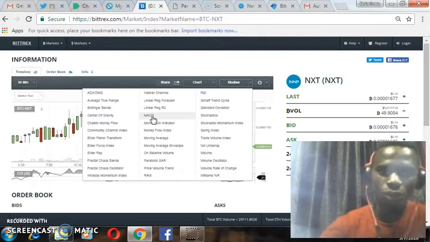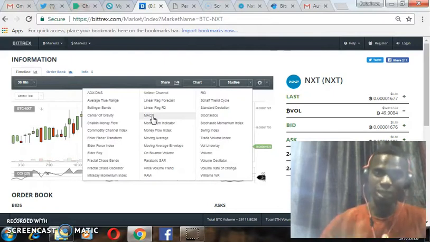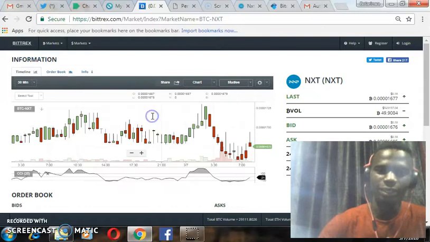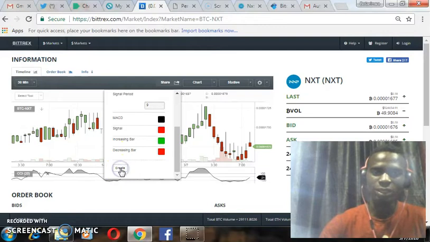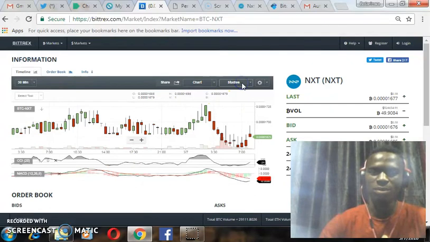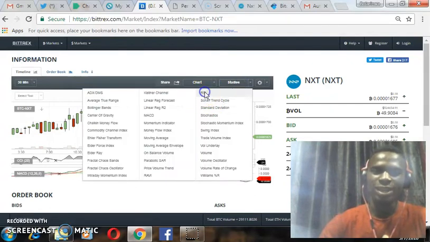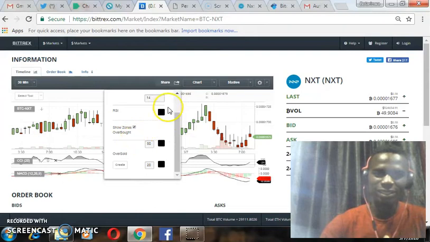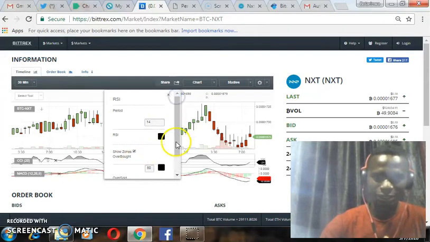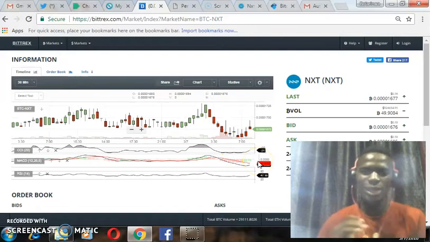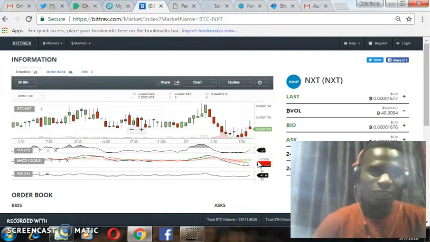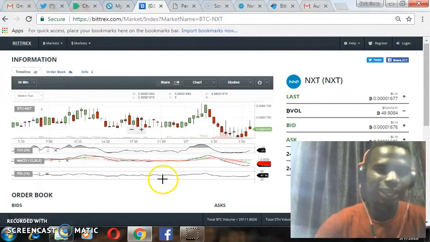MACD is also one of the indicators I use and I've been using over time, and it has really paid off. So I create. The last one is RSI, that's Relative Strength Index, I guess. So I create. Alright, so what we're going to do is just contrast and compare the three indicators together.